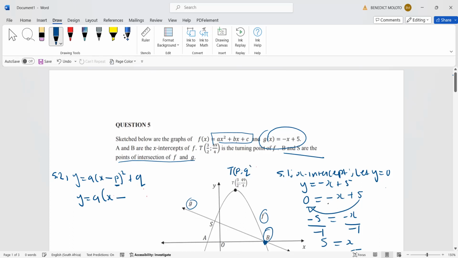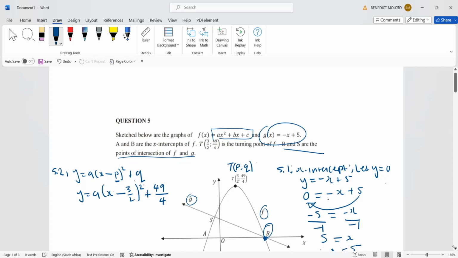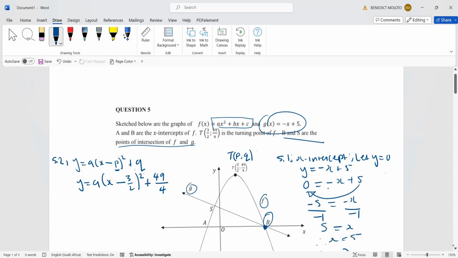So at the p part, we'll substitute 3/2 squared, plus at the q part, we'll substitute 49/4. So the only unknown is our a. Then we substitute any coordinate that we have on the graph. We calculated the coordinate of B, which is (5, 0), so we're going to substitute B, (5, 0), into the equation.